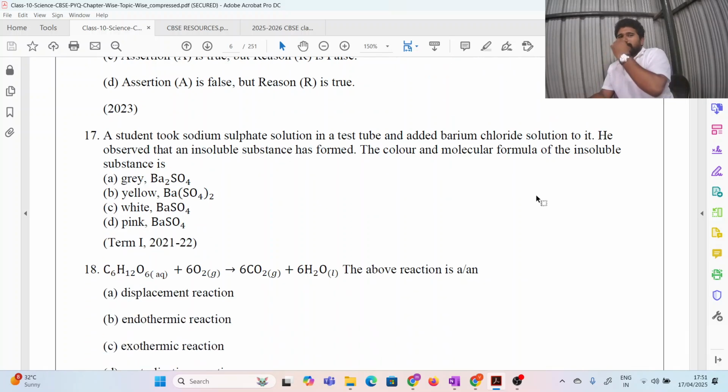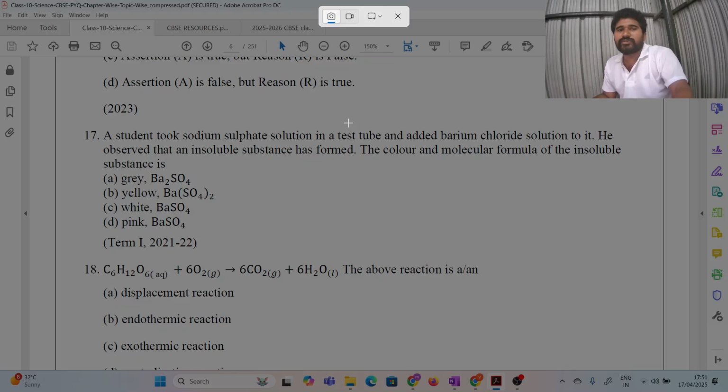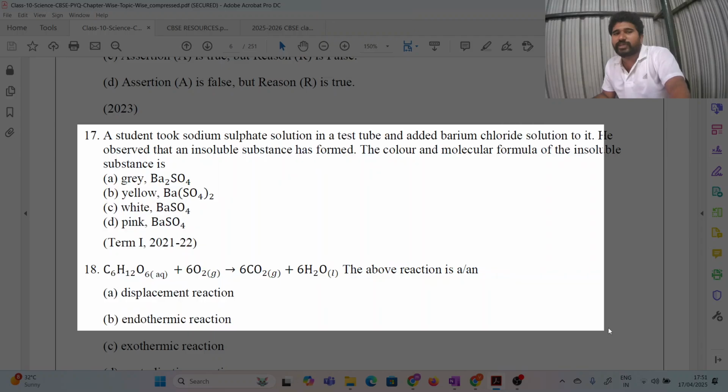Now, see. These colors they mentioned are not the question. That is the reason I am asking you to go through the colors. So what is the question here? A student took sodium sulfate solution.